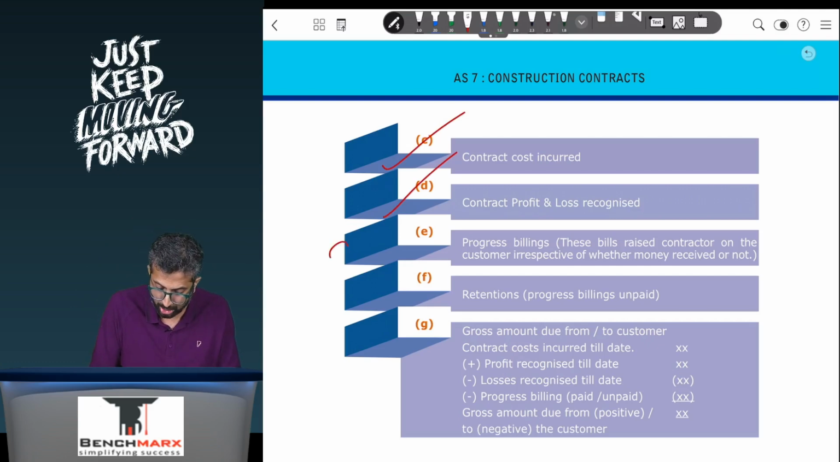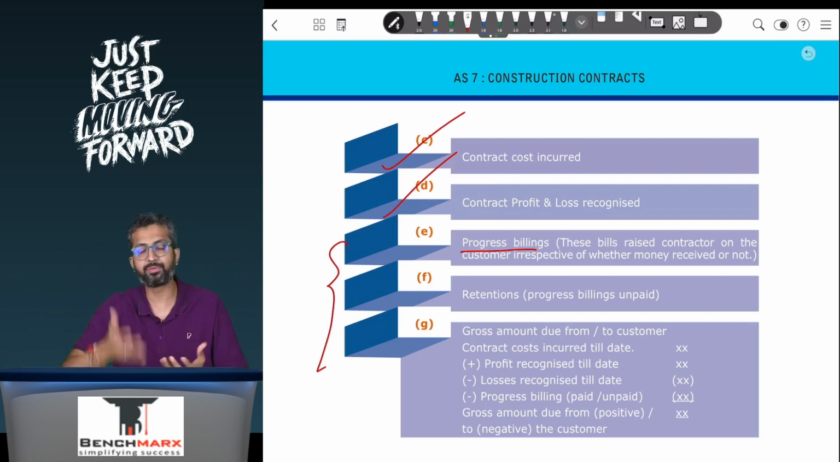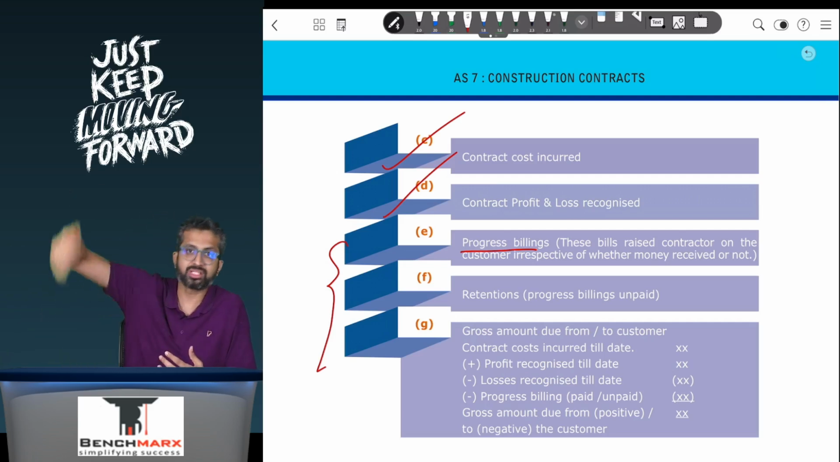Now, there are a few new terms that you should be aware of. First, there's progress billings. What does a progress billing mean? It means how much have I billed to my customer. It is like saying that if I appoint someone to paint my house, they charge me a 50% advance. Now, they have not even started doing the work.